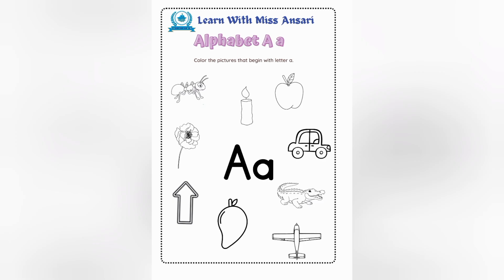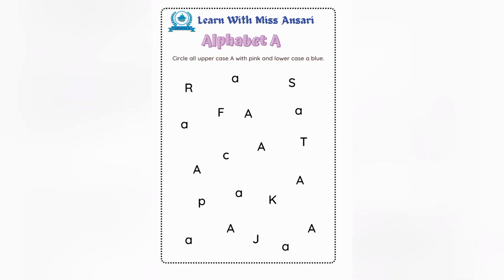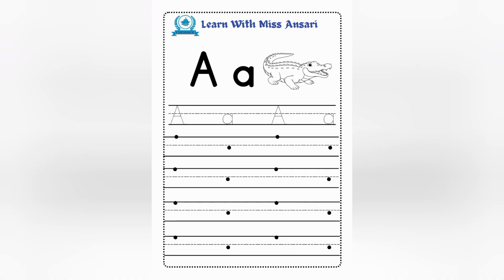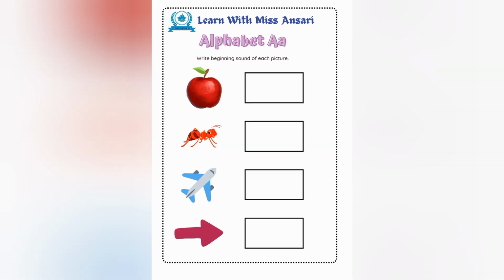These are some worksheets. Here you have to color the pictures that begin with letter A. Okay. Here you have to circle letter Mommy A and Baby A both. And next, here you have to color apple and trace Mommy and Baby A. Then you are able to write them. Now here you have to write the beginning sound of every picture, each picture.